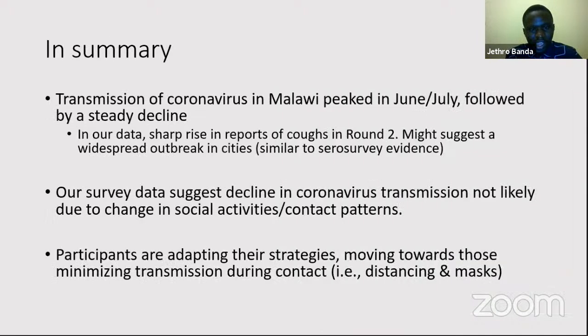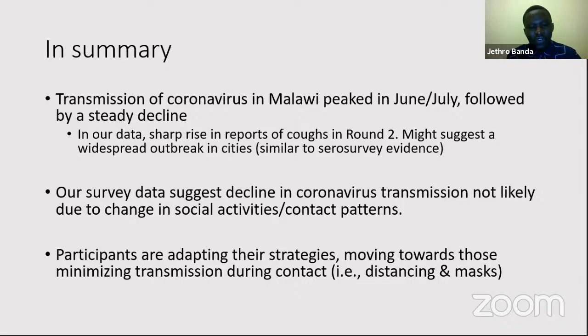So in summary, we see that the COVID-19 cases in Malawi peaked between June and July, the same period where we had our round two, which also saw a peak in reported coughs in urban participants, which might suggest that there was a widespread outbreak in cities, which presents something that is similar to sero survey studies that have been done in Blantyre, which confirmed that maybe COVID-19 might be more widespread than it appears.